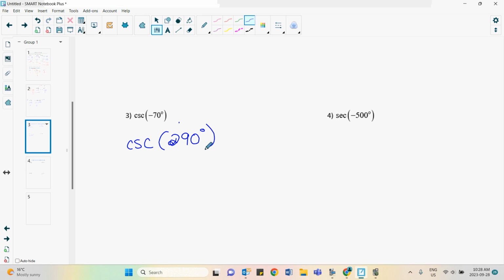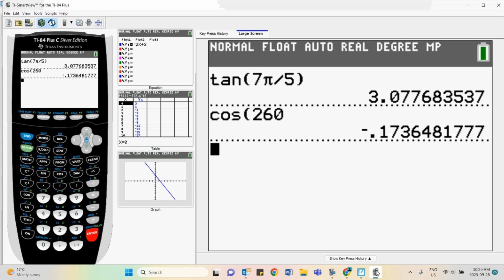Cosecant is related to what? Sine. Okay? So cosecant is related to sine. We do not have a cosecant button on our calculators. So what we have to do is sine of that first, and then take 1 and divide it by our answer. So in my calculator, I'm going to do sine of 290. And I'm still in degrees, so I don't have to switch.